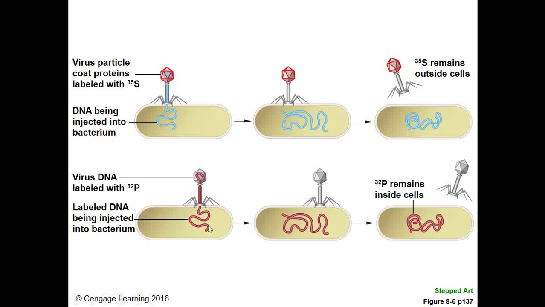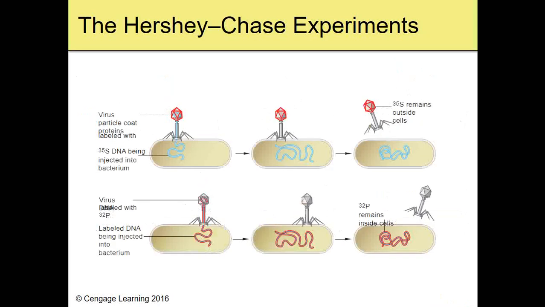So here we go with our bacteriophage injecting the DNA, and now we're able to pick up traces of that phosphorus here, and that's how they were able to figure out that DNA was the hereditary material, because that's what's being passed in between the bacteriophages and the bacteria.